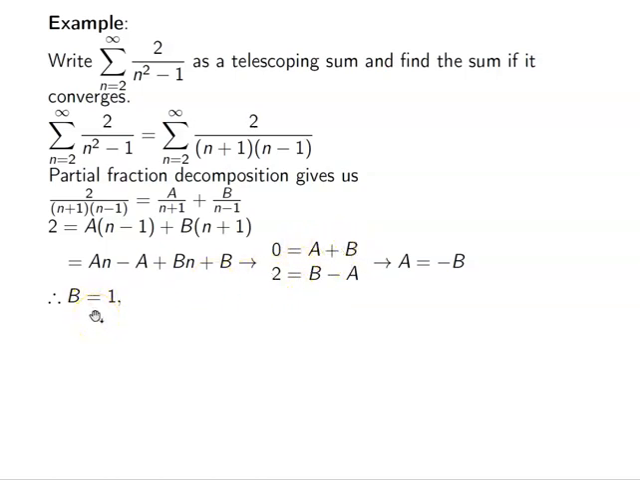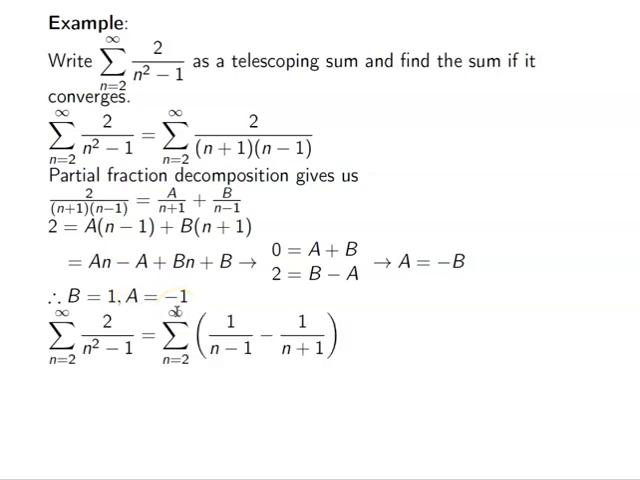Therefore, from this first term, since A is equal to negative B, I can write this as B minus a negative B. So that's 2B is 2. So then B is equal to 1, which means that A is the opposite value of that, which is negative 1. So my series then can be rewritten by partial fraction decomposition as 1 over n minus 1 minus 1 over n plus 1. We know that I can distribute this sum across here.